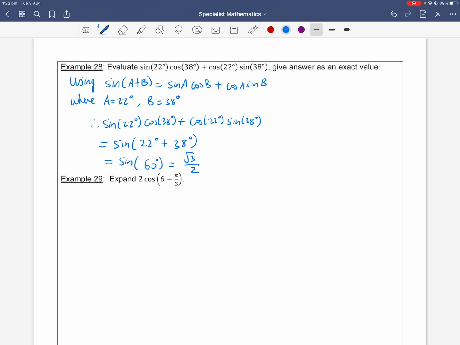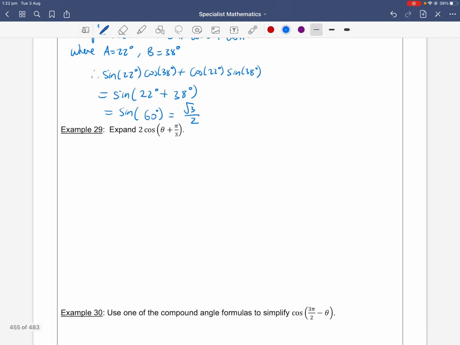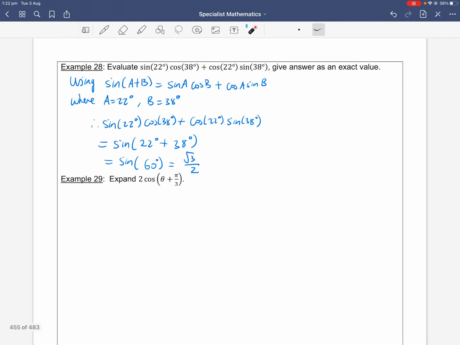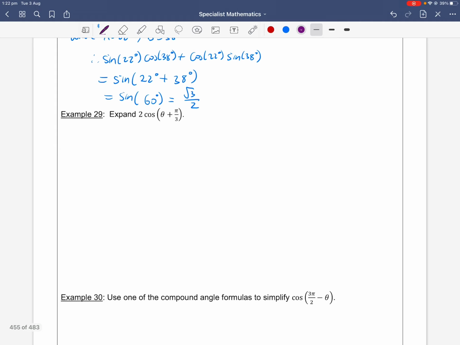We can do something similar for example 29. It says to expand 2 cos of theta plus pi on 3. What we notice is that we've got a cosine and we've got a sum of angles. So if you go to your formula sheet, we're looking for a cosine, so is it this one or this one, but we're also looking for the sum of the angles. So we're going to pick out this formula to use. First step, write down the formula you're going to use, just directly copy from the formula sheet. So using cos of a plus b is cos a cos b minus sine a sine b.